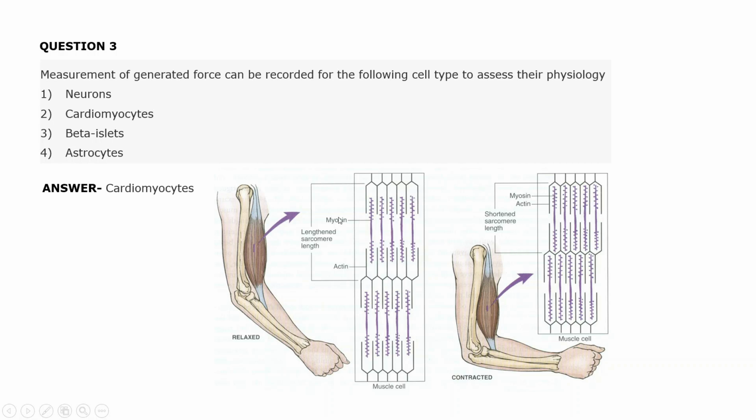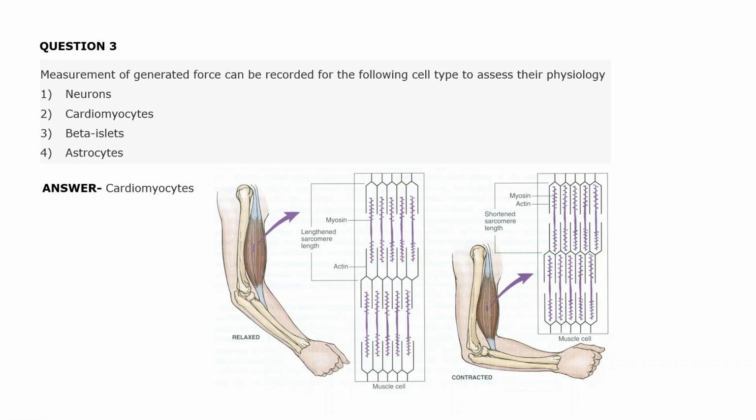So basically, the electrical force that is generated from the neuron is converted into a mechanical force, the muscle movement, right? When the muscle starts to contract, it generates a force. That force is produced because of the sliding of the myosin over the actin, right? So this particular force can be recorded to assess a particular cell type, to assess their physiology.